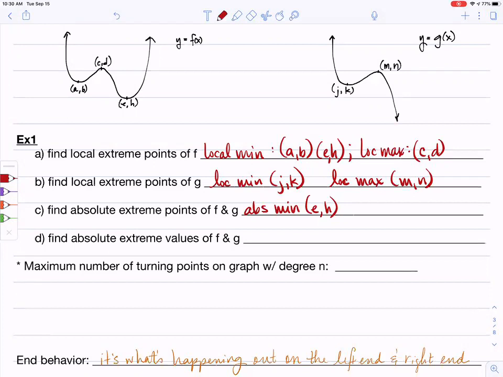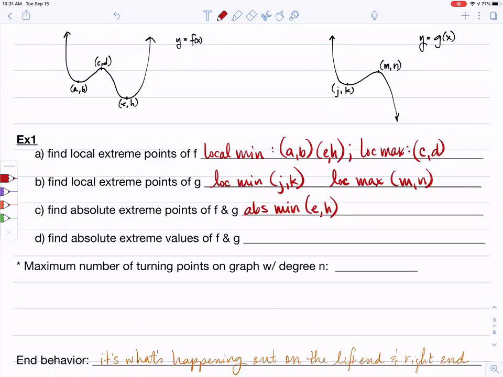Oh, so is the absolute min JK, or does the absolute min not exist? I don't think it does, because it goes off there. Yeah, exactly. Notice that graph G keeps going down and down and down. If you think you've reached the bottom, take one more step down. Okay, you haven't gotten there yet. So graph G has no absolute maxes or mins, neither one.